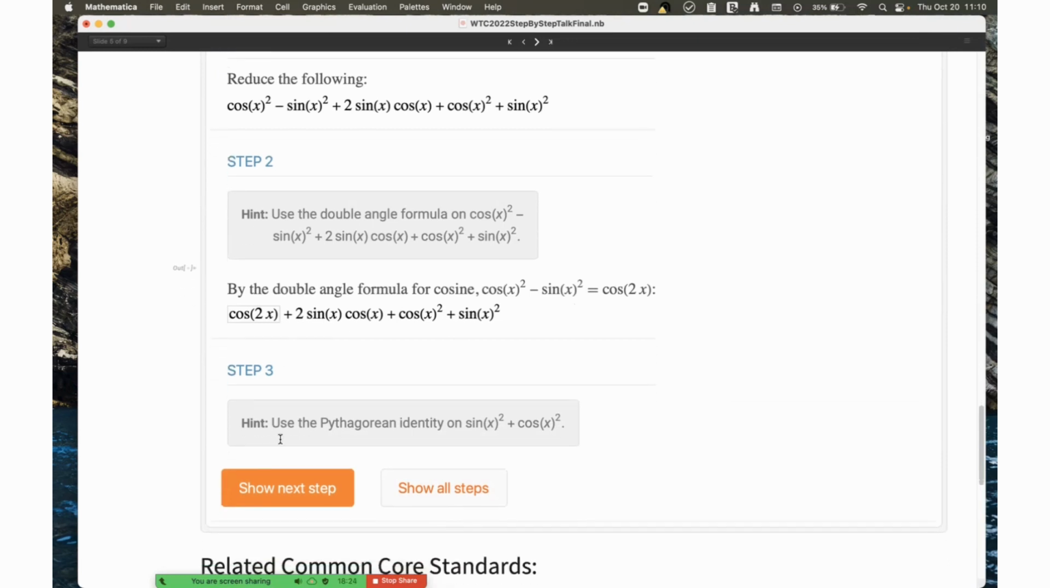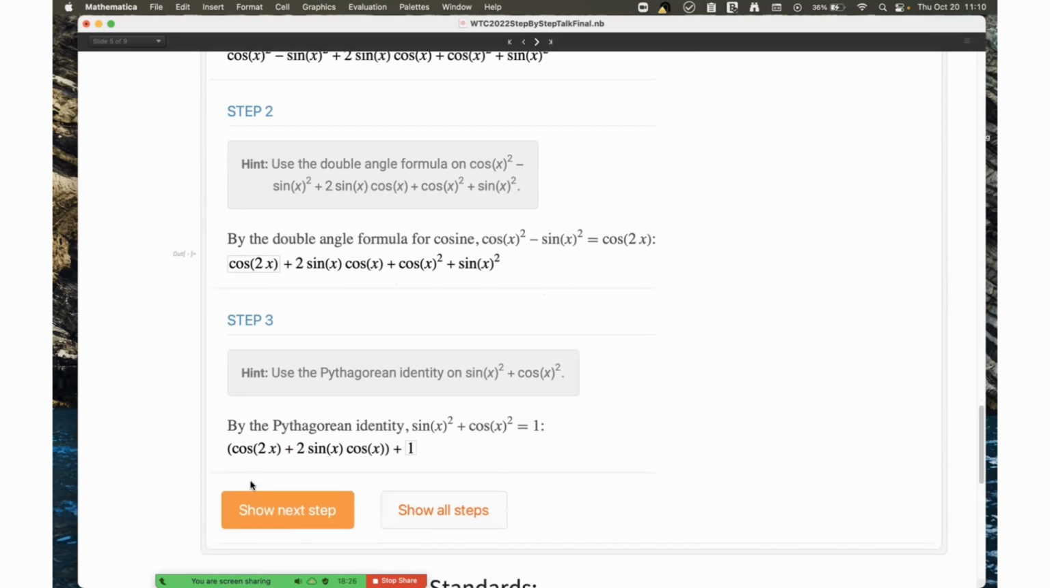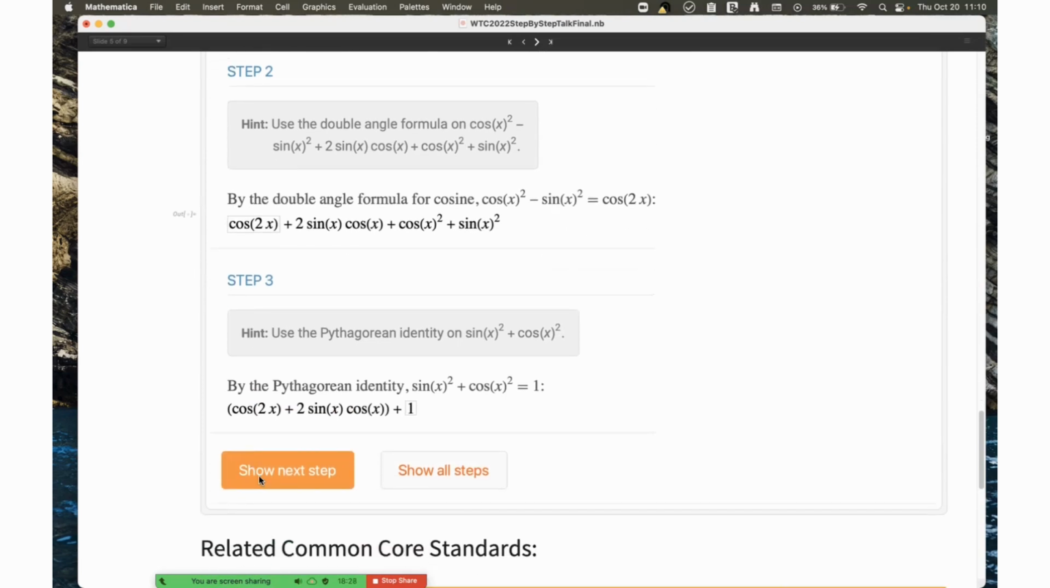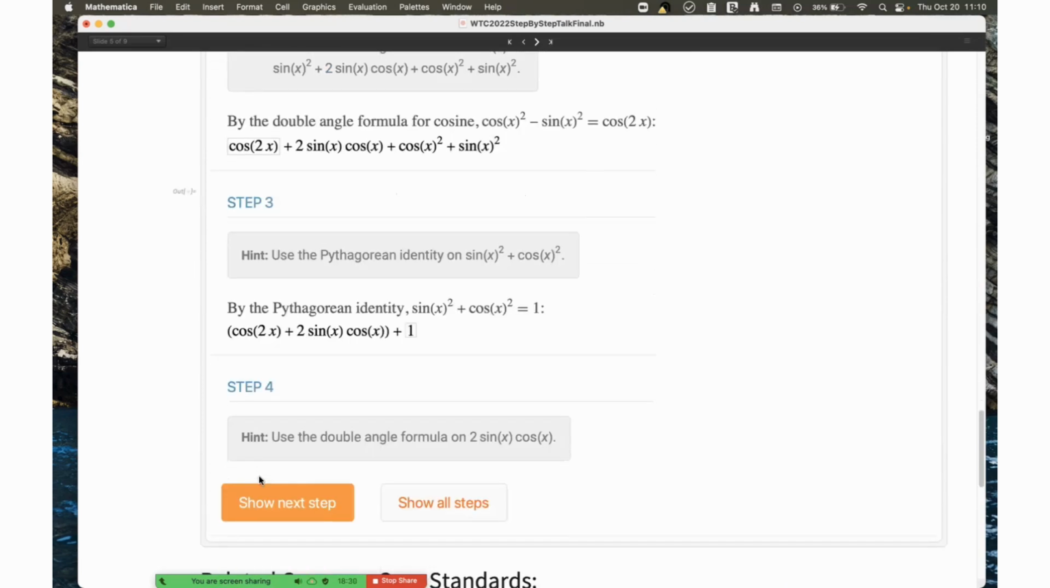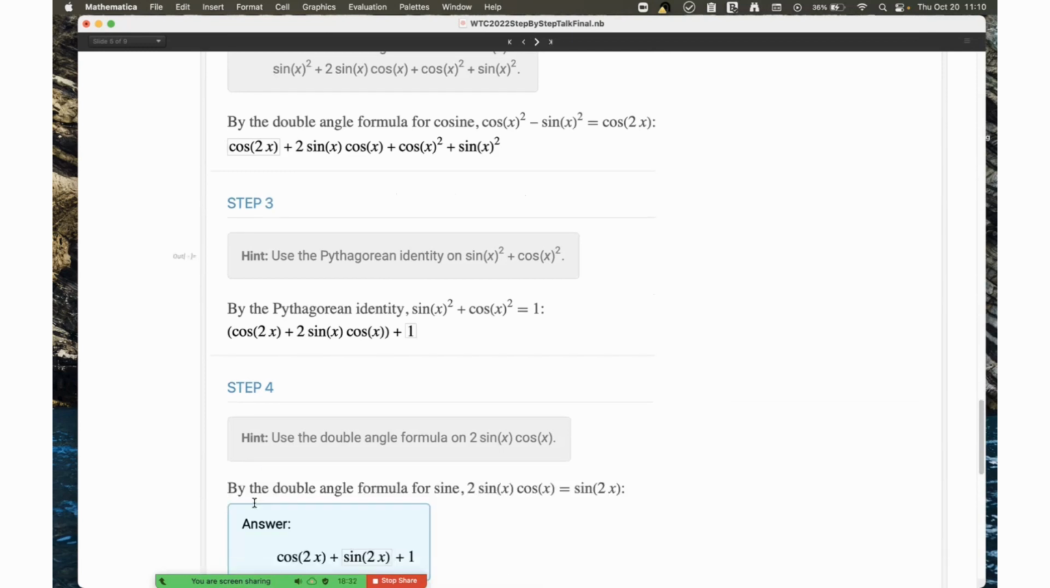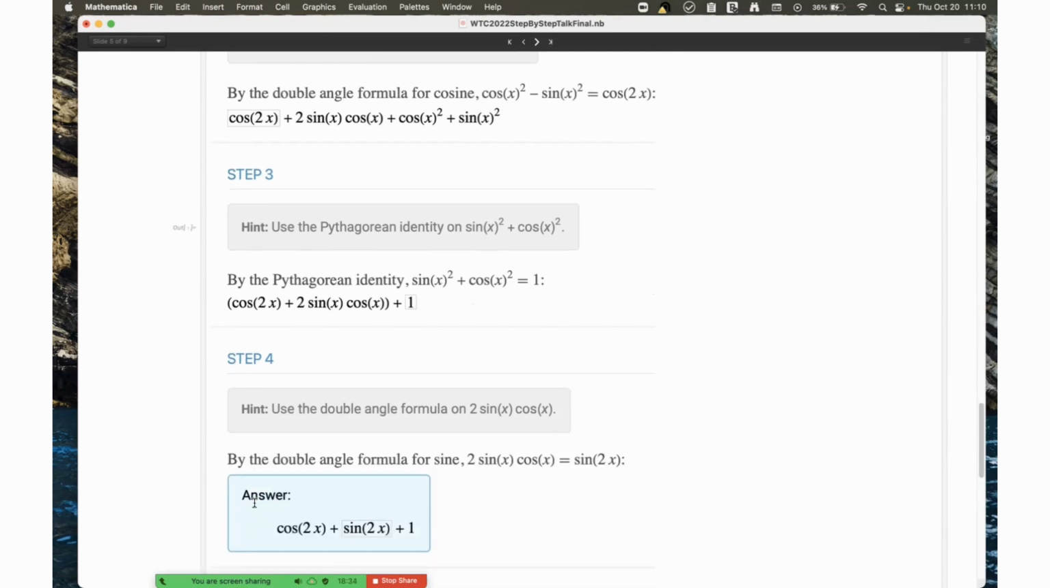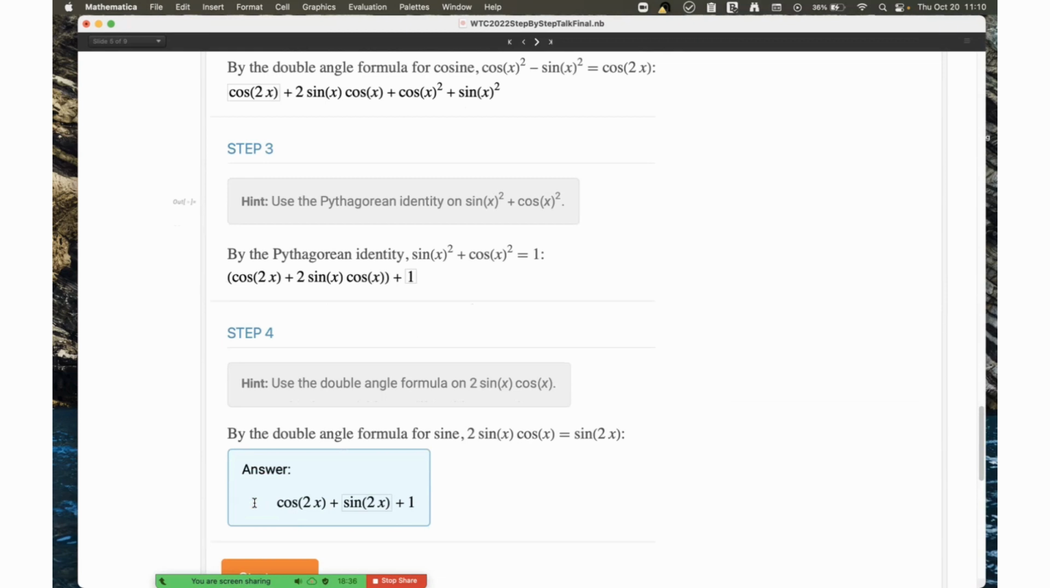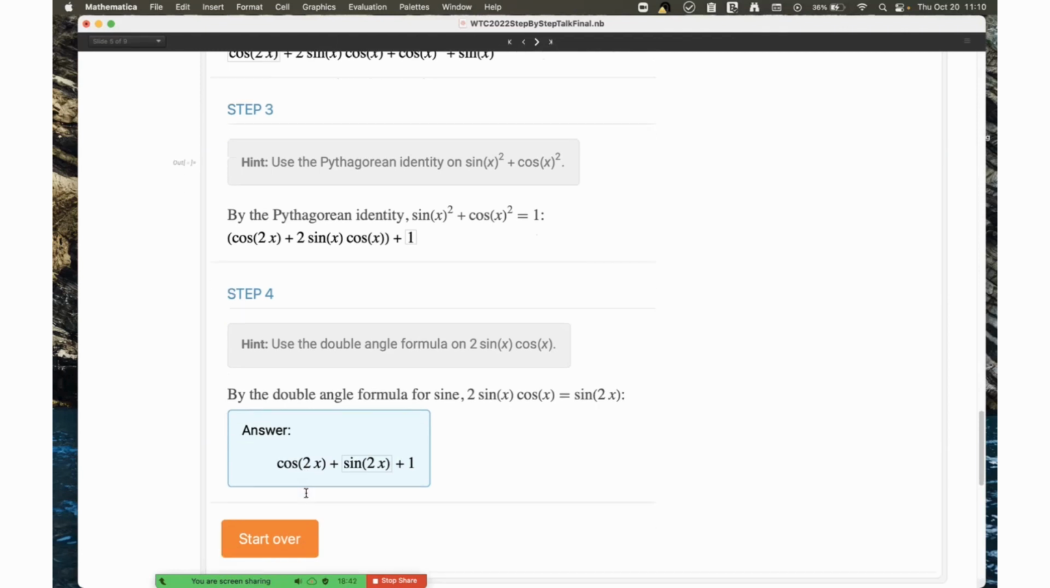We can apply this. Then we can denote the Pythagorean identity here. And then we can also apply the double angle formula for sine. And after simplification here, we return this formula: cosine of 2x plus sine of 2x plus 1.